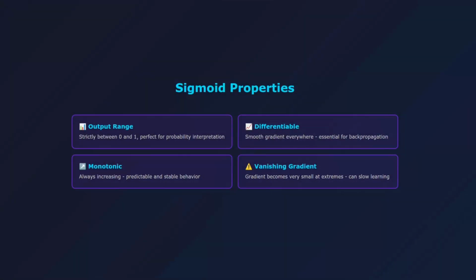Sigmoid has some key properties that make it useful. First, its output range is strictly between 0 and 1, which we can interpret as probabilities. Second, it's differentiable everywhere, which is crucial for backpropagation during training. Third, it's monotonic. As input increases, output always increases. This makes it predictable and stable. However, it has one major drawback: the vanishing gradient problem. At extreme values, the gradient becomes very small, which can slow down learning.